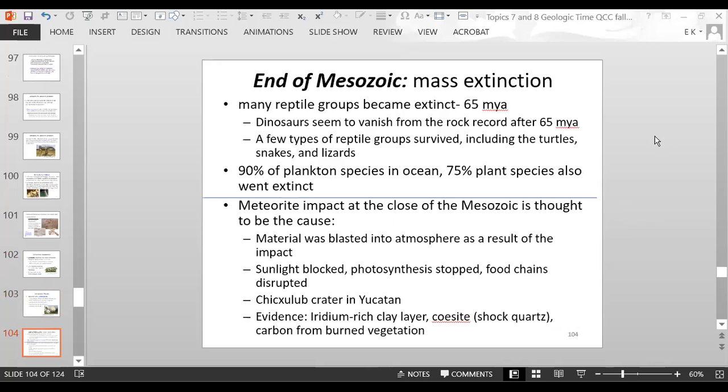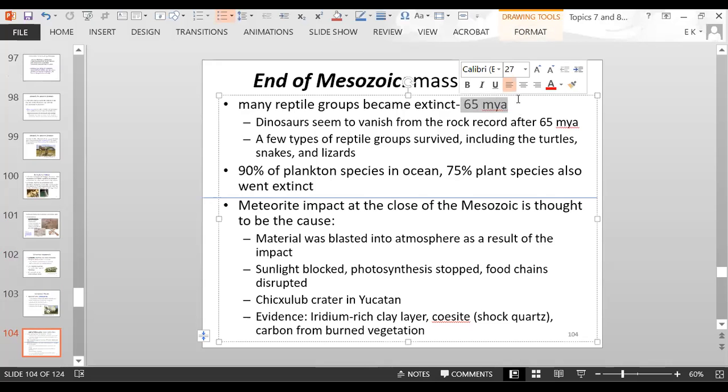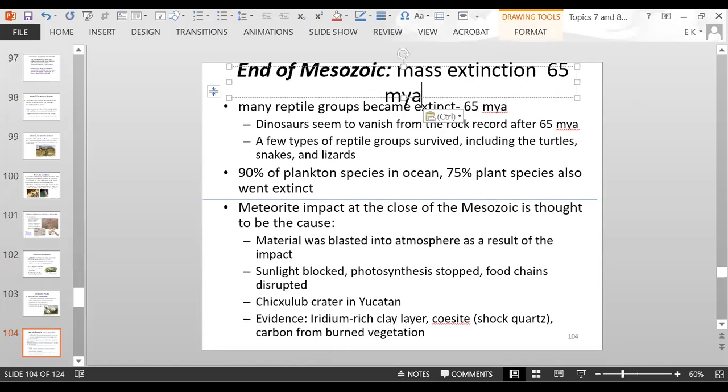So at the end of the Mesozoic, there was a mass extinction. Many reptile groups became extinct, and the mass extinction occurred 65 million years ago. MYA stands for millions of years ago.